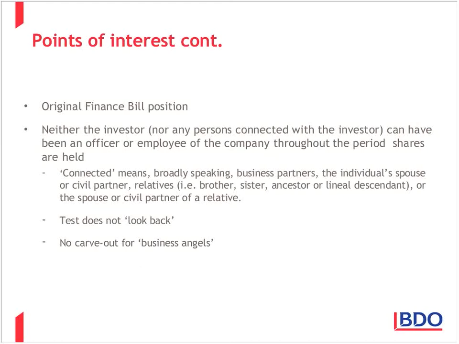Persons connected with the investor include business partners, the individual's spouse or civil partner, relatives such as brothers, sisters, ancestors or lineal descendants, or the spouse or civil partner of a relative. And this was an extremely restrictive definition. There was originally also no carve-out for business angels, which made it potentially more restrictive than EIS, although the test did not look backwards. In other words, a previous employment did not necessarily disqualify you.